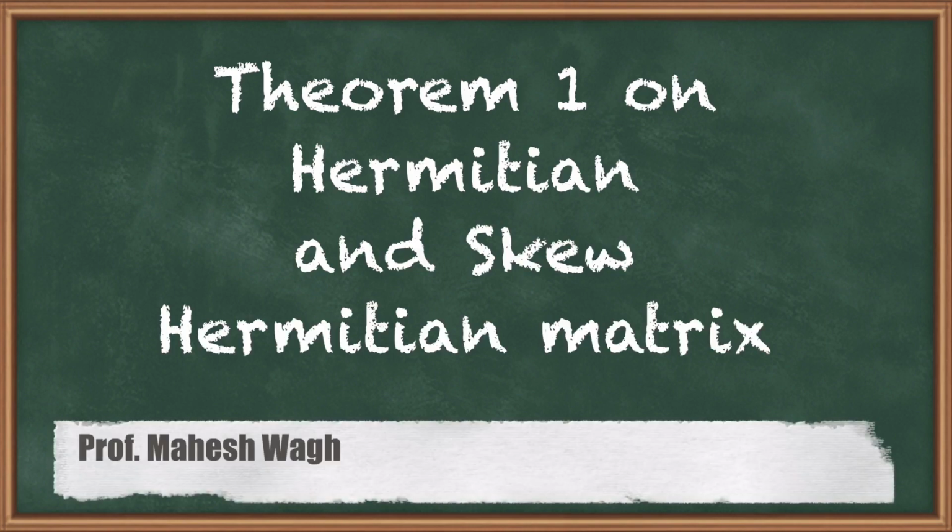Hello friends. So now let's start with a theorem on Hermitian matrix. Here the necessary and sufficient condition for a square matrix A to be Hermitian is that A equals A theta, where A theta is nothing but the transposed conjugate of A. So we have to prove this result.